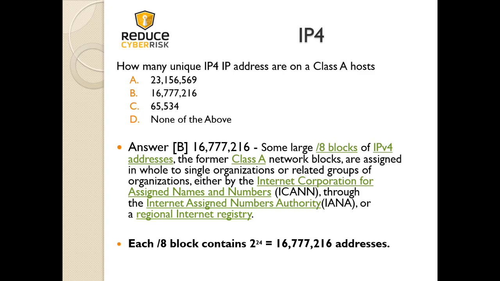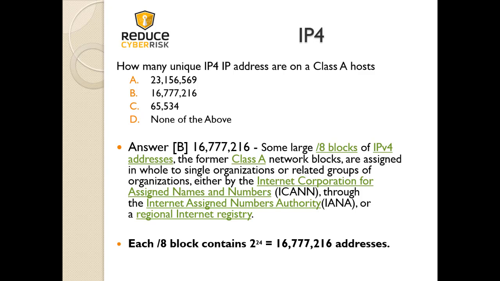Class A IPv4. A, 23,156,000 and some change. B, 16,777,000 and some change. C, 65,534. Or D, none of the above. And the answer is B, 16,777,216. Basically, what it comes down to is you have some large /8 CIDR blocks of IPv4 addresses, and these make a lot of IP space.